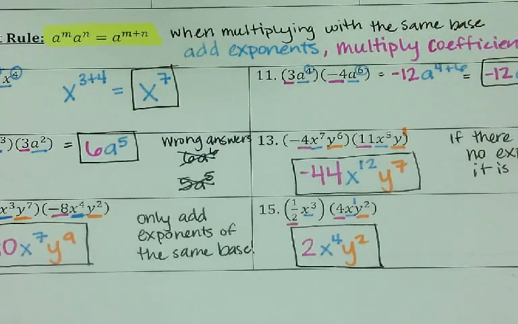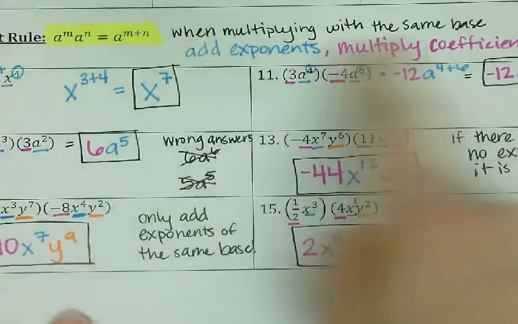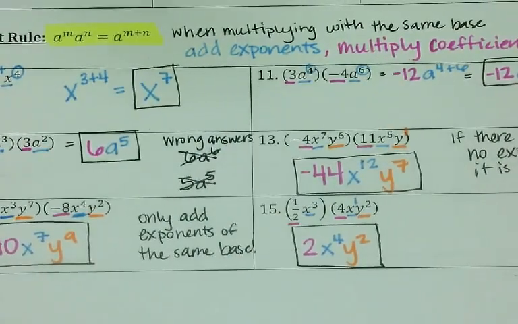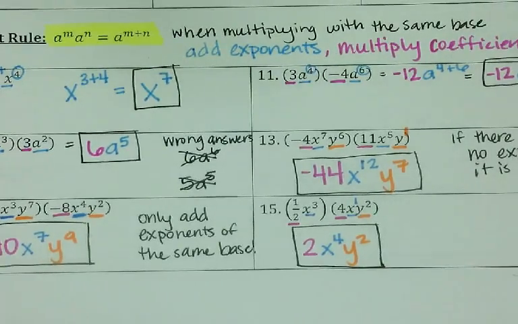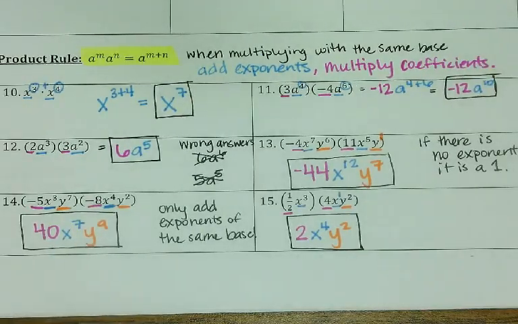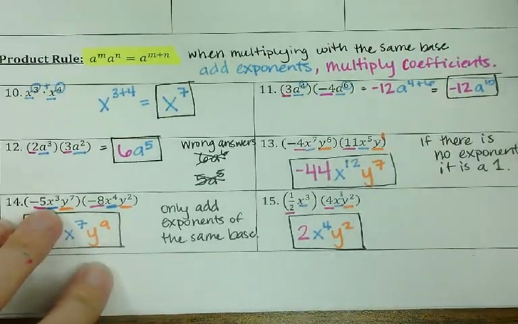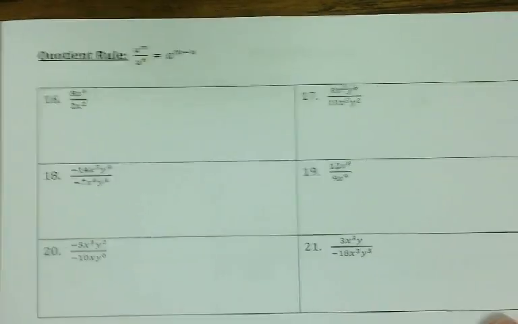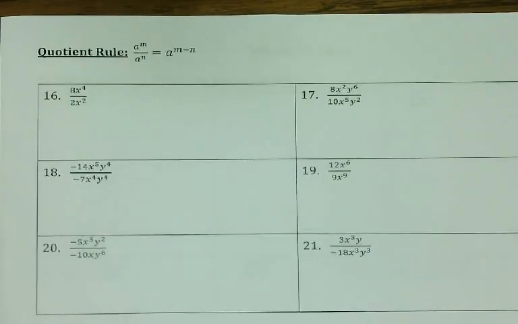Yeah. Awesome. So, guys, this is our product rule. When you're multiplying things with the same base, you keep the base, you add your exponents, and you multiply the coefficients. All right? So that is our lovely little rule right here. We're doing one more page, and then we are done today. So, guys, we've got 12 more problems, and then we're done.